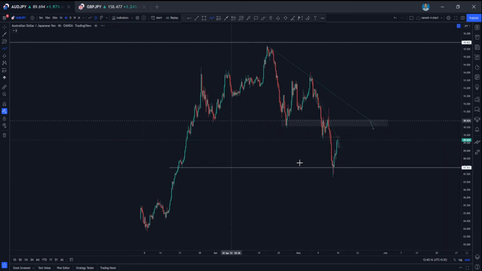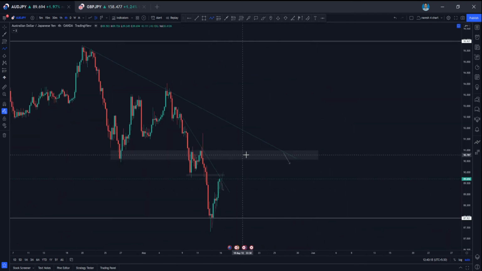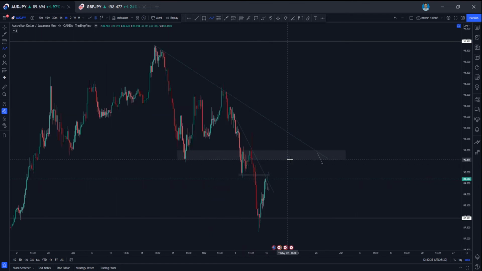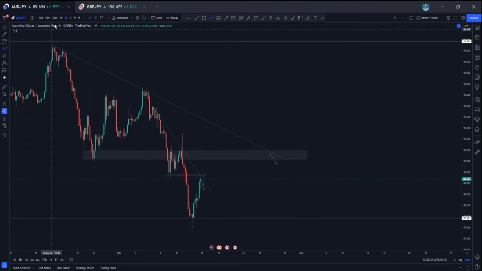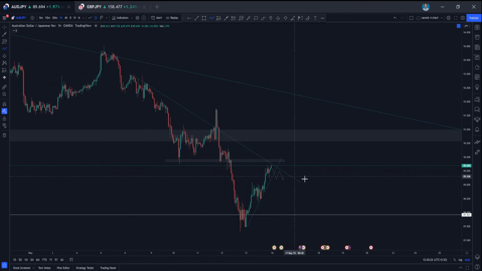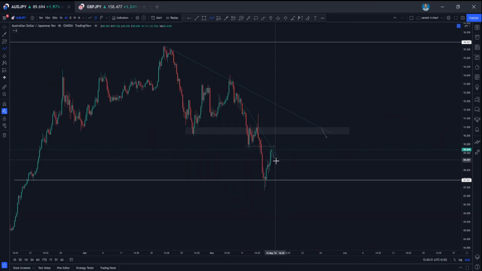Or else if it is directly coming to this important resistance area and if it is coming down again, I'll be looking for short entries from here. I'll not be looking for long entries here because the major trend is down and 4 hour trend is down and everything is down. So I'll be looking only for short entries.